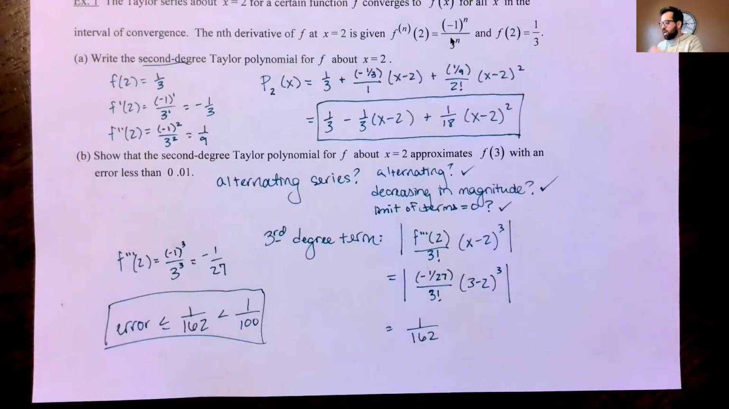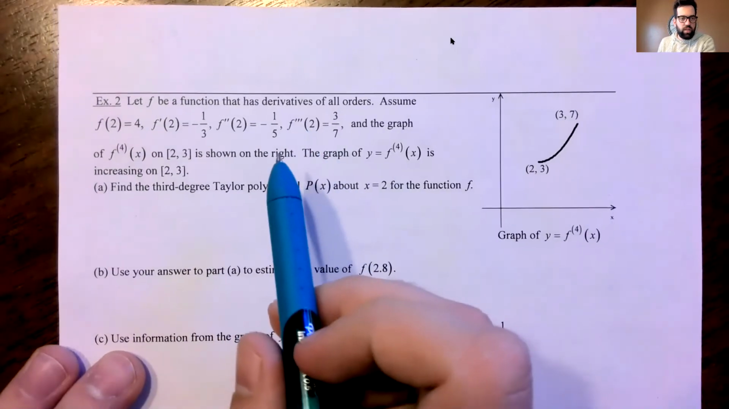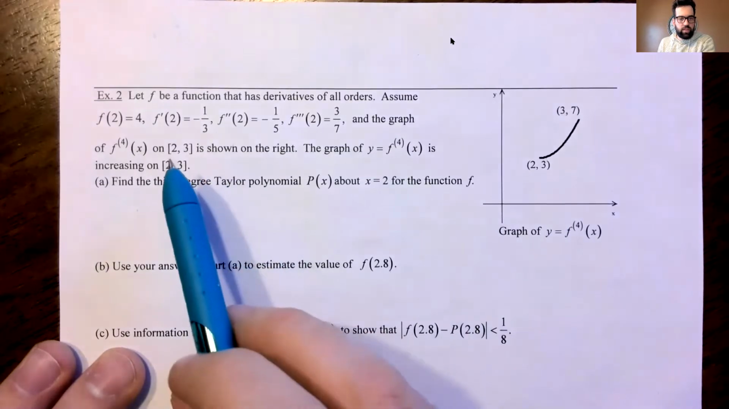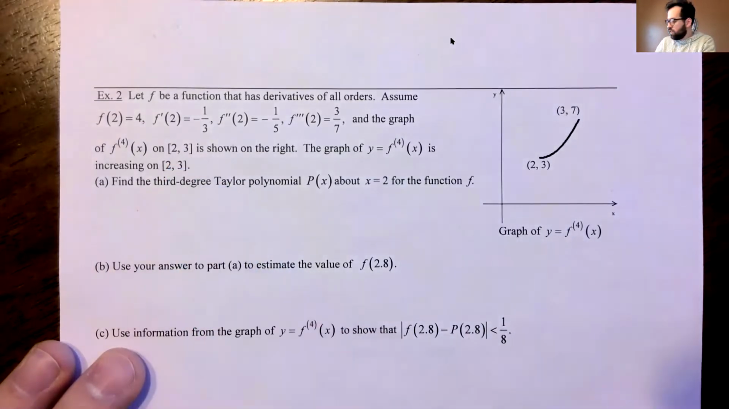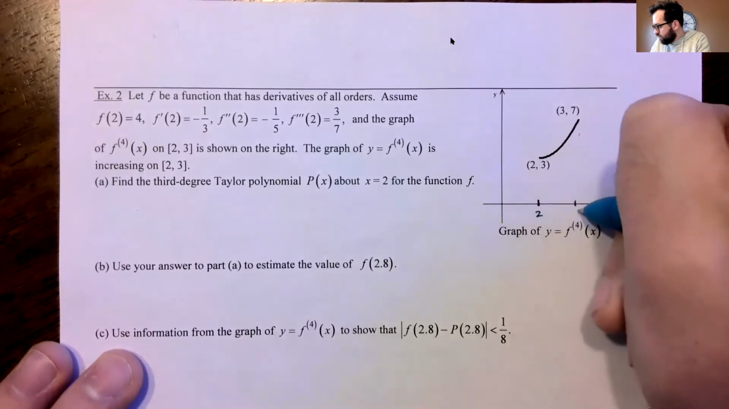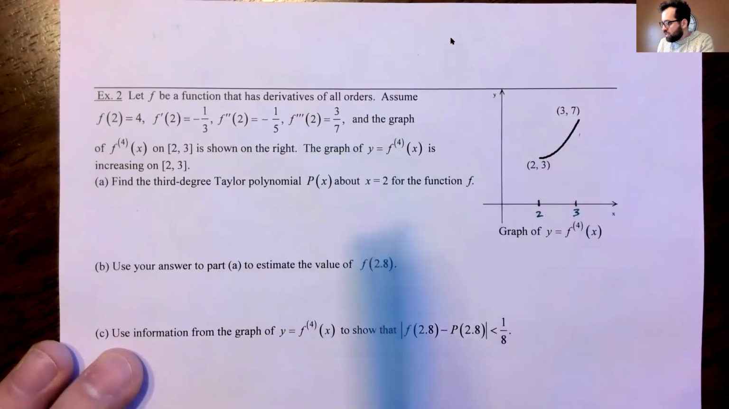Okay, let's try example 2. Let f be a function with these derivatives when x is 2, and we have a graph of the fourth derivative between 2 and 3. So we could even label these x values 2 and 3. The graph is increasing from 2 to 3.